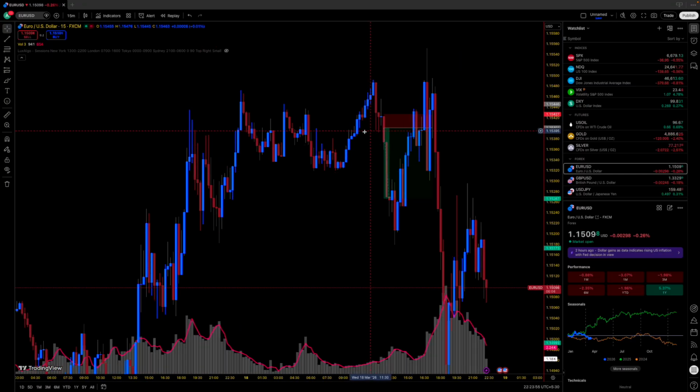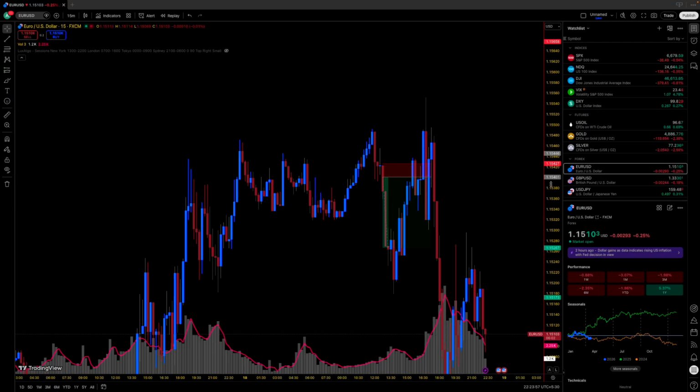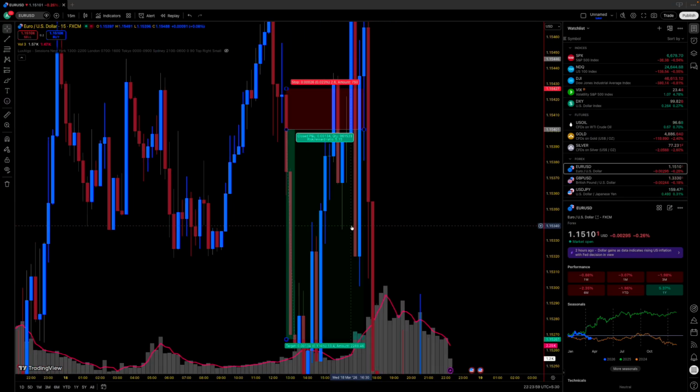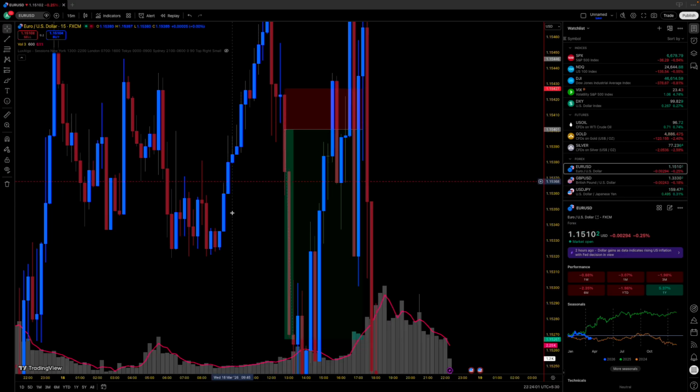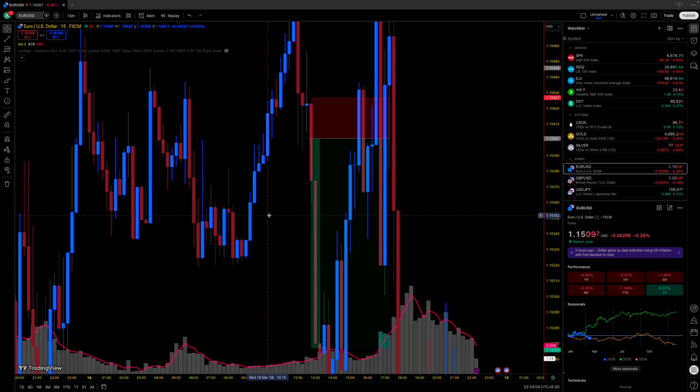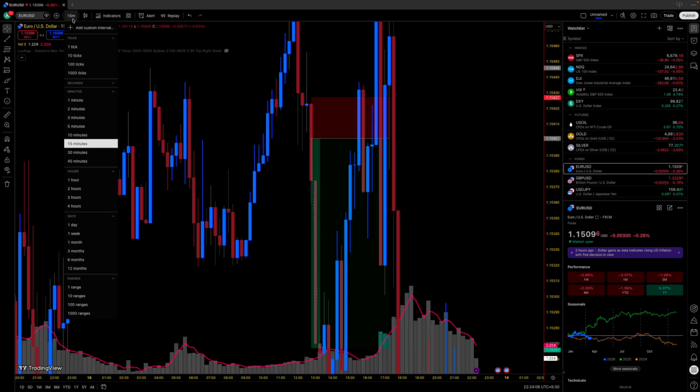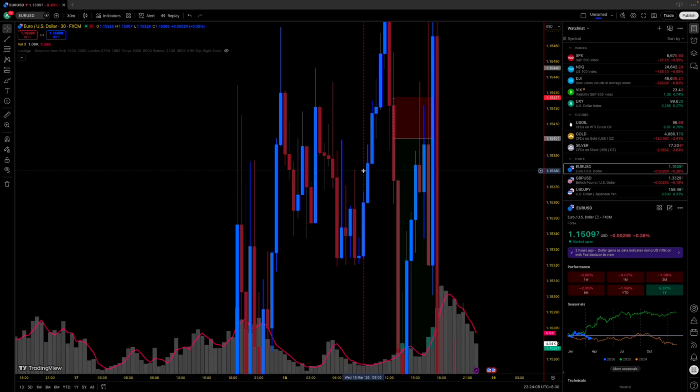If you see, there is a clean range on the left hand side also, but still I wasn't confident enough, because it's not that clean. But if we jump into the 30-minute time frame, it's a clean range.